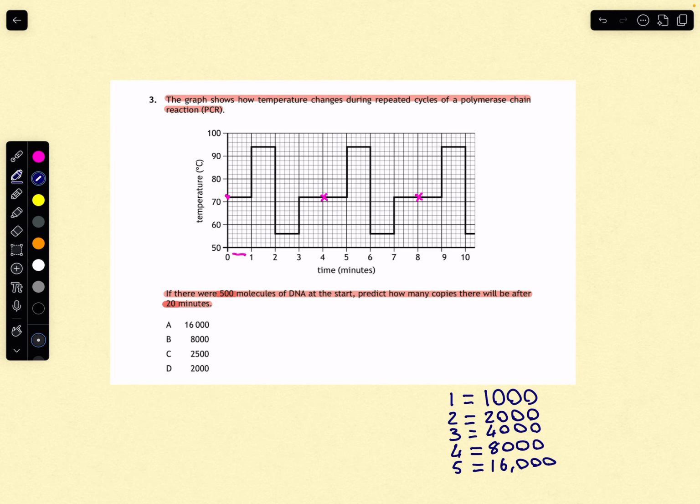So going back to the question, by following those two stages, we can confidently answer that if there were 500 molecules of DNA at the start, predict how many copies there will be after 20 minutes, knowing that there's 4 minutes in each cycle. The confident answer here is A. 16,000 copies will be there after 20 minutes.